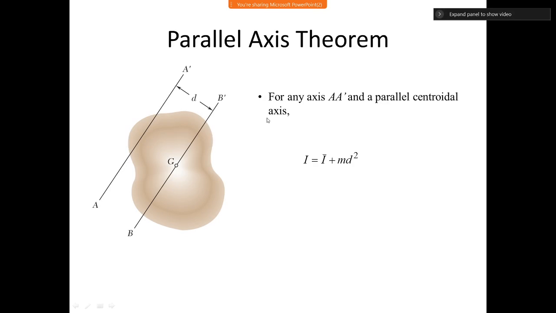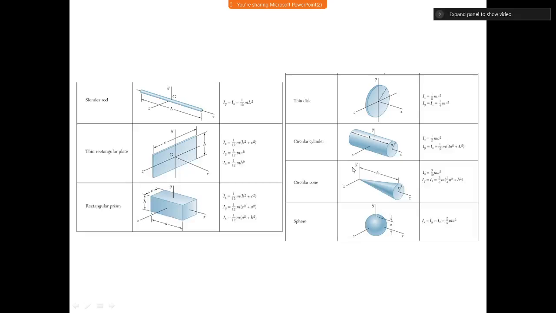Same parallel axis theorem, everything goes in parallel. So if I know I bar about the center of mass, which is G, and I want to find the I about some other axis A prime, which is at a parallel distance of d, then you just add md square, right?